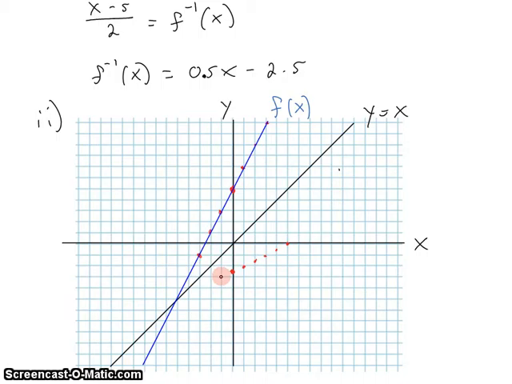Down 1, or sorry, down a half, 1 back. Down a half, 1 back. Down a half, 1 back. Down a half, 1 back. And down a half, 1 back.